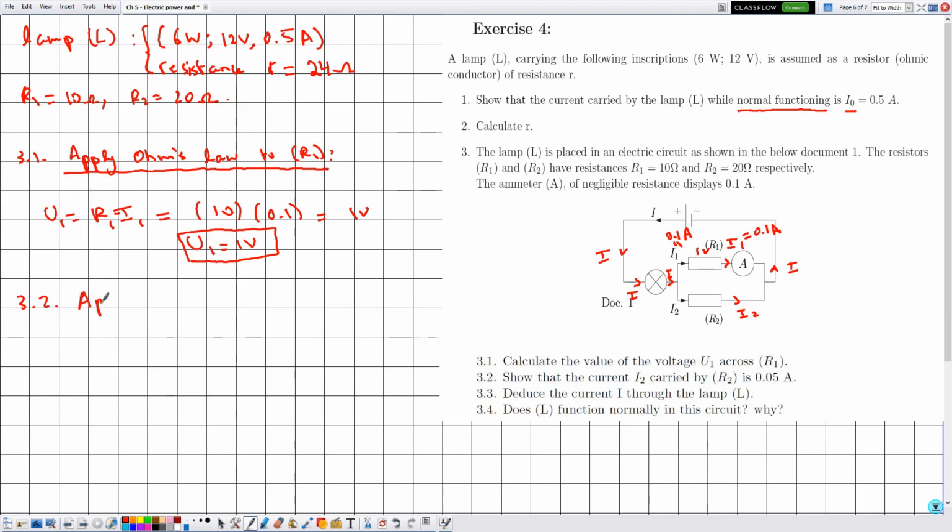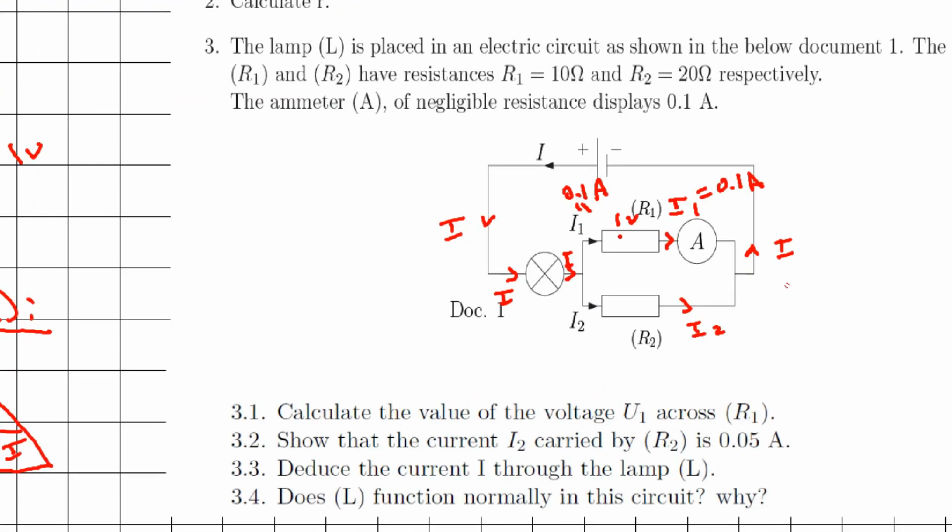Then let's apply Ohm's law to R2. And the law is given by U is equal to R multiplied by I, constructing the triangle of this formula. U at the top, R and I at the bottom. Then I2 is given by U2 divided by R2. Notice that here the applied voltage across R1 is given by 1 volts, but because the ammeter is of negligible resistance, we can consider that the ammeter is simply a connecting wire like this.